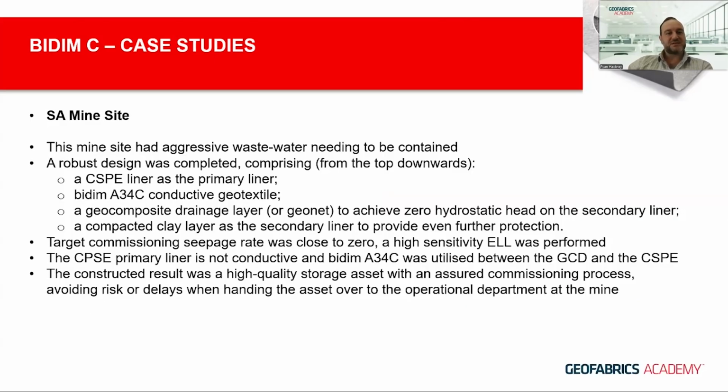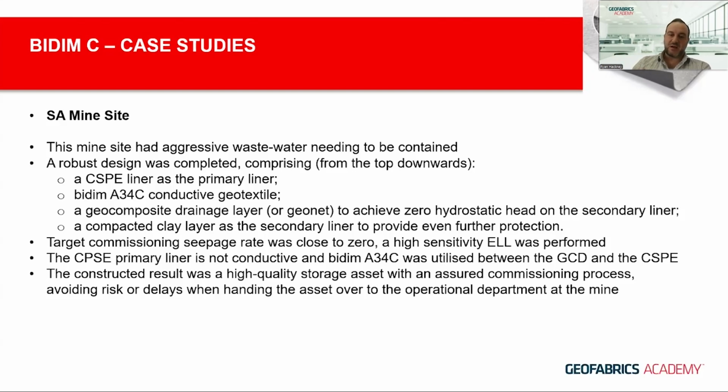Another case study here. This is from a mine site in southern Australia. In this particular case, the mine site had aggressive wastewater, and that aggressive wastewater needed to be contained. So there's a robust design, including a CSPE as the primary liner, an A34C conductive geotextile underneath the primary liner, and then a leakage collection layer composed of a geonet underneath that was placed on the compacted clay layer. So the target in this commissioning was to get a seepage rate close to zero.